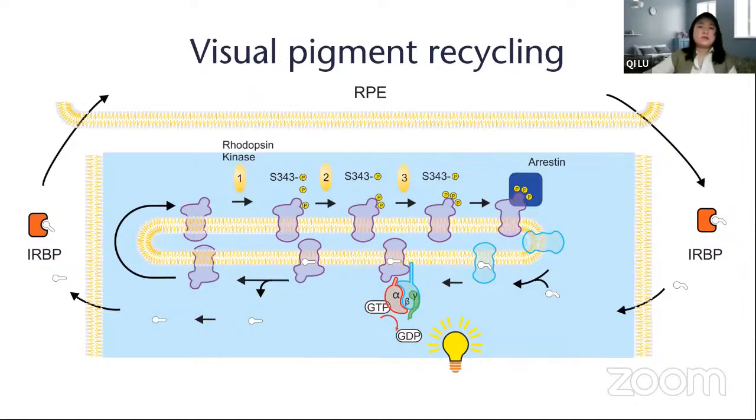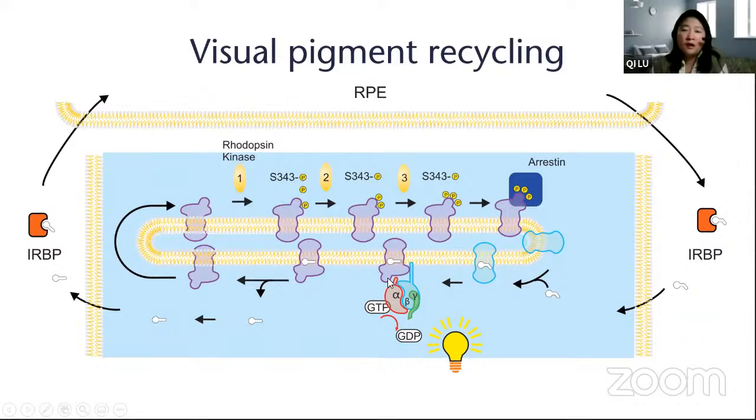The first step is the visual pigment recycling. Pigment recycling has two steps. The first one is the protein part, and the second one is the organic molecule, the ligand, the retinol recycling. Okay, then we start from here.